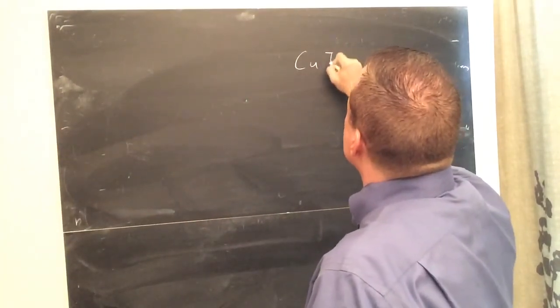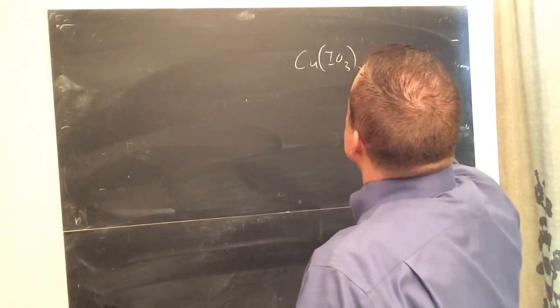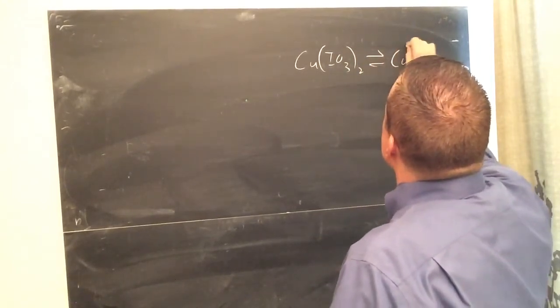All right, so here's what happens. It says we have copper iodate. This is mainly just going to be an algebra problem. Copper 2 iodate.